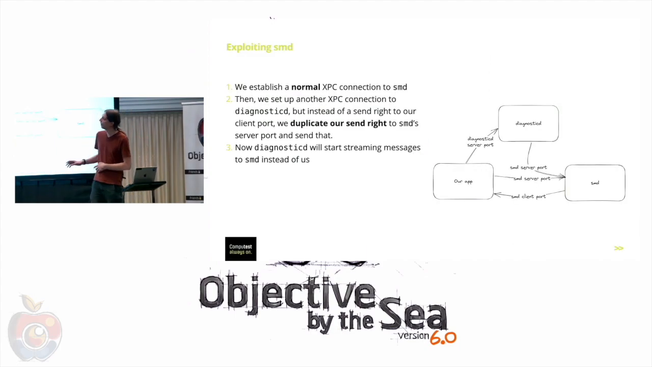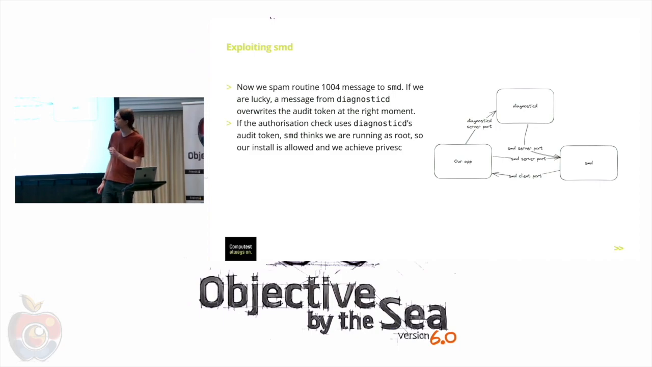So to summarize that again, I establish a normal connection with SMD and another connection with diagnosticd, where messages diagnosticd sends go into the connection to SMD. And then, once I have constructed this, I can start trying that 1004 message to get it to install a privileged helper tool. Now, if I'm lucky, those 1004 messages are handled asynchronously, with dispatch_async, so it might happen that this 1004 comes in, but before it actually starts executing the other code on the other queue, a message from diagnosticd comes in, and that overrides the audit token. And then when it checks the user ID of that other process, it will see, hey, this is a process that's running as root, so I must continue with the installation because it's allowed to do this.